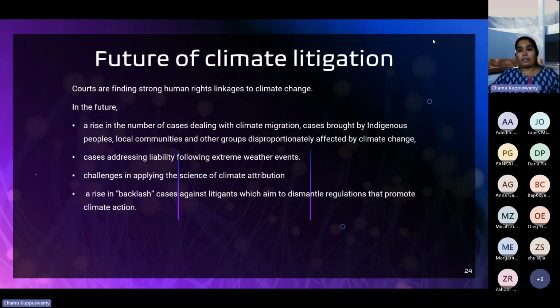All right. Finally, let's just look at the future of climate litigation. What does the latest UNEP report tell us?